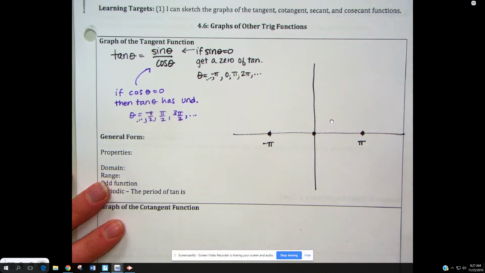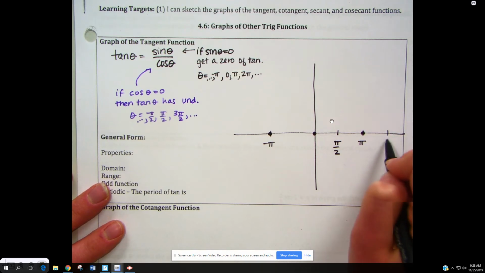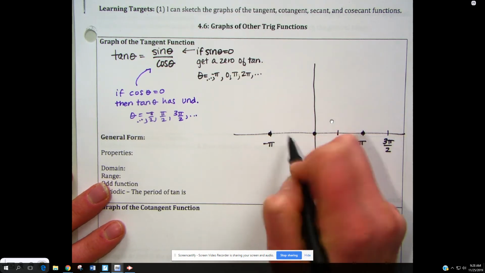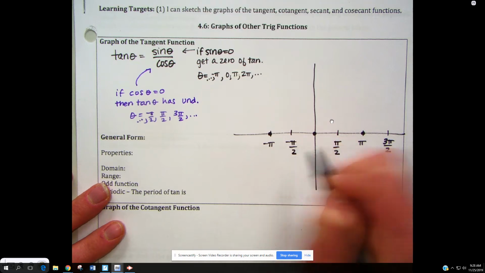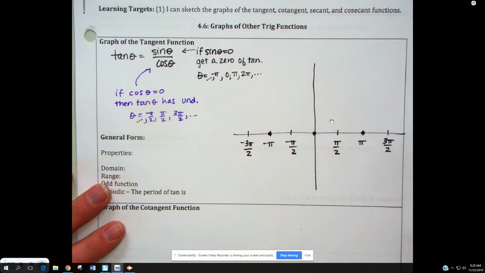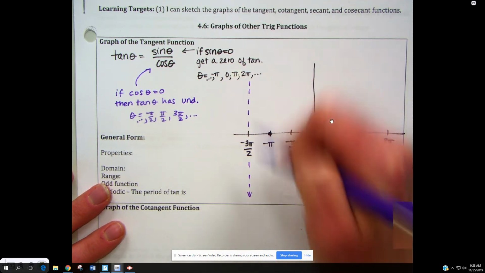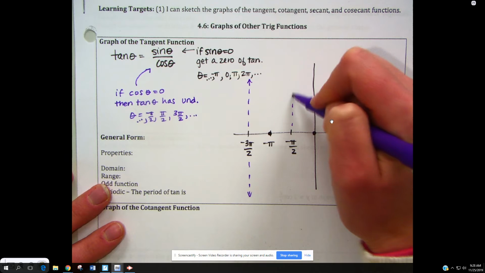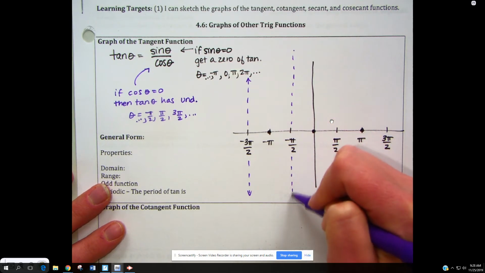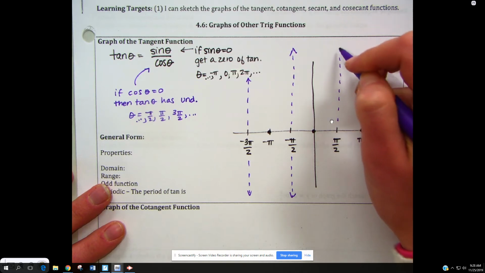So let's add in a few extra values here. We'll put our pi over 2, we'll put our 3 pi over 2, we'll throw in a negative pi over 2, and how about a negative 3 pi over 2? And at those values, I don't want to plot a point, I want to plot my asymptotes. My tangent function cannot cross, it cannot take those values.